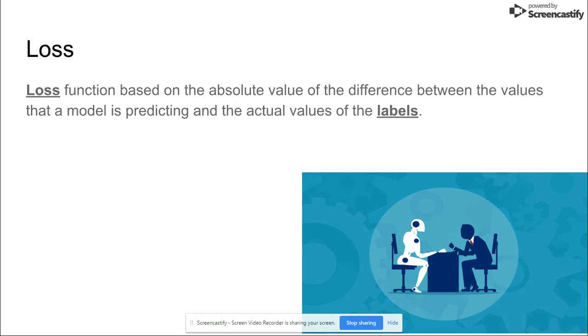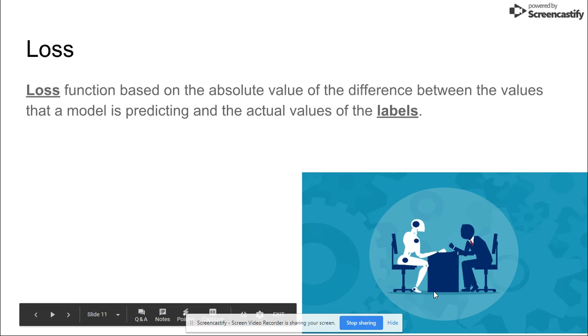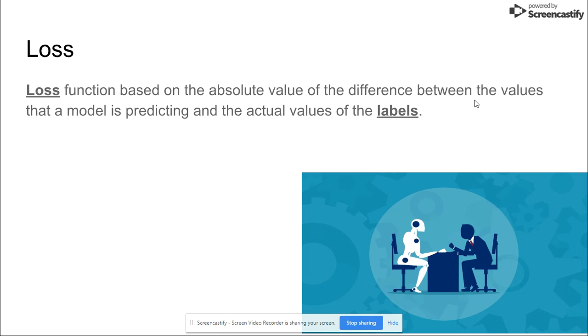Loss. The loss function is based on the absolute value of the difference between the values that a model is predicting and the actual values of the labels. This is another Google developer definition. Basically, what this is saying is how off and how inaccurate your prediction is. And this picture kind of shows the robotic error, which is very minimal because it's using a bunch of different functions, and human error, which can be very bad because, well, it's a human error. But loss is basically just the difference of how good your robot is compared to the actual accuracy.